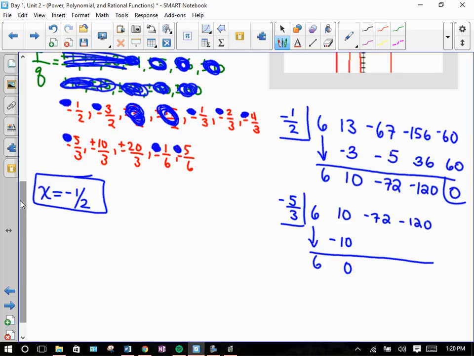Alright, -5/3, and you guys can do the multiplication on the calculator. -5/3 times 0 is 0. That'd be -72. We're going to have -5/3 times -72. I believe that's going to be 120. Yeah, 120. When you do -5/3 times -72, it's going to be 120.